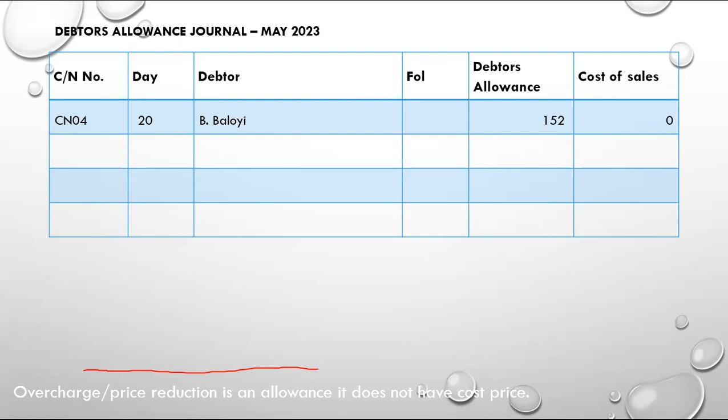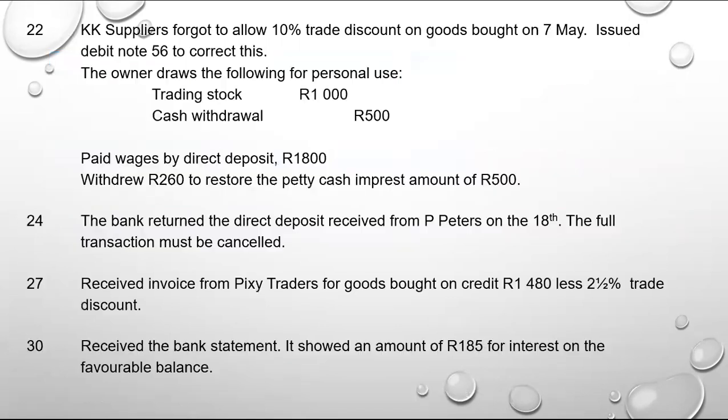All right, let's move on. The next one says KK suppliers forgot to allow 10% trade discount on goods bought on the 7th of May issued. So it's us issuing a debit note 56 to correct this, okay? It's either we issue a debit note or we receive a credit note from KK suppliers. Now, what are they talking about here? So I have to go back.